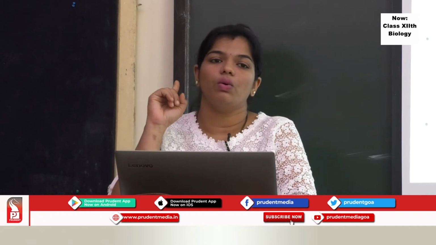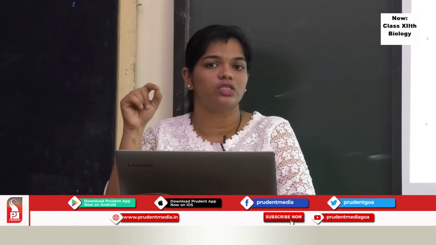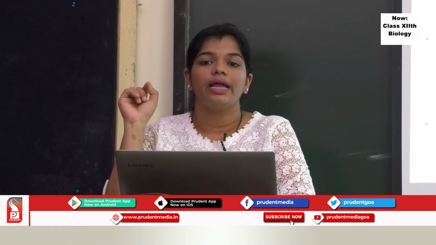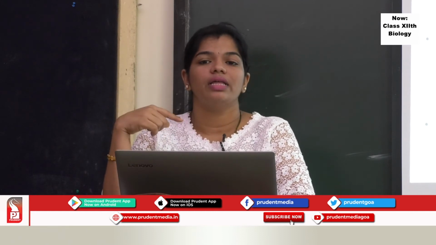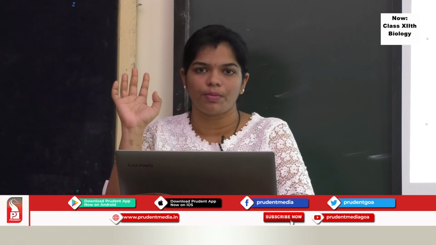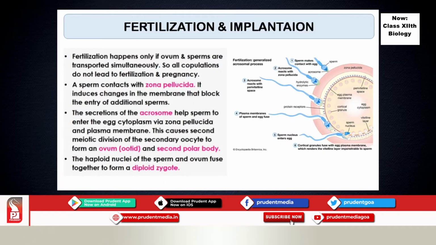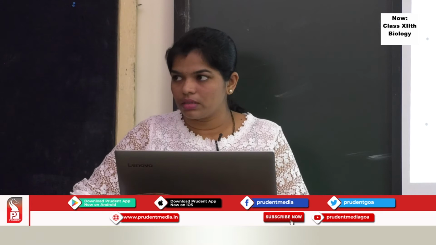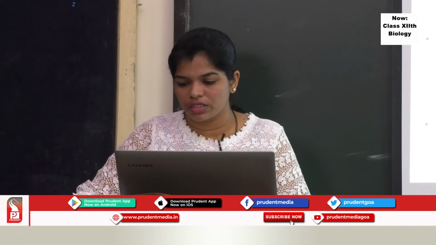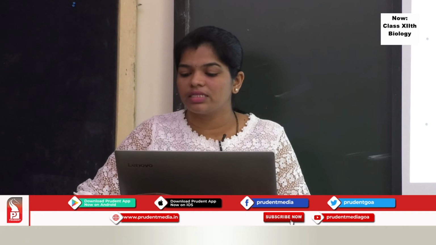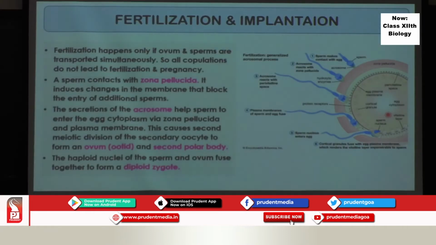Now once a sperm starts reacting with the zona pellucida and enters, it so happens that the entry of other sperms is not possible, okay. So the membrane blocks the entry of additional sperms once the first sperm comes into contact with the zona pellucida. Fine. So then after this stage, the plasma membrane of the sperm and the egg fuse. So the membrane of the sperm and the egg will fuse here, and the sperm will release its nucleus inside the egg, okay.